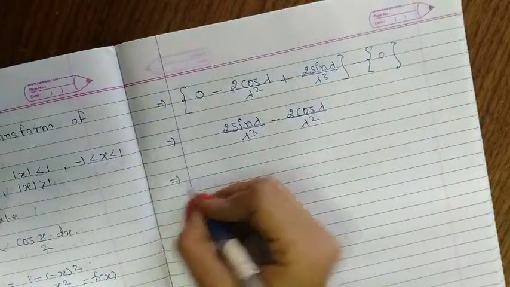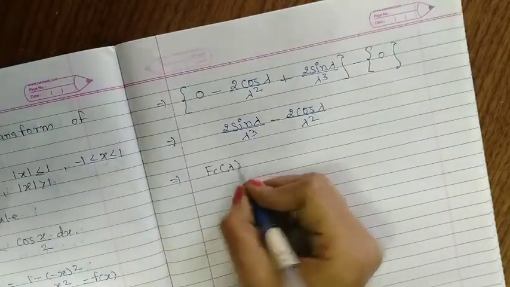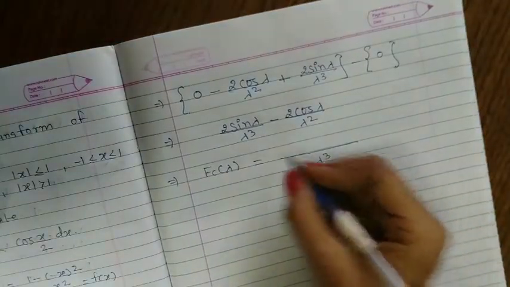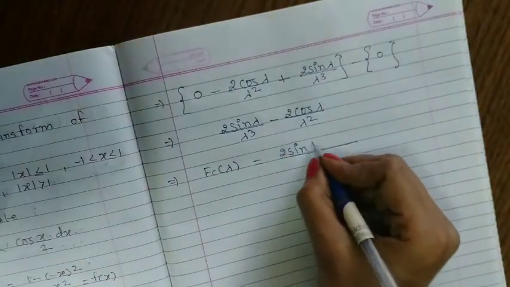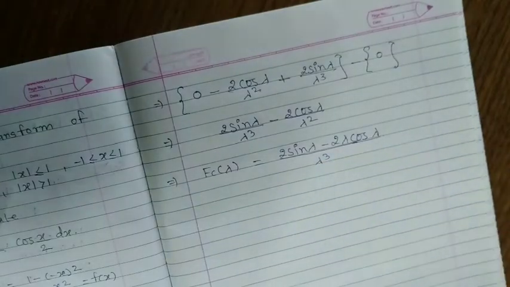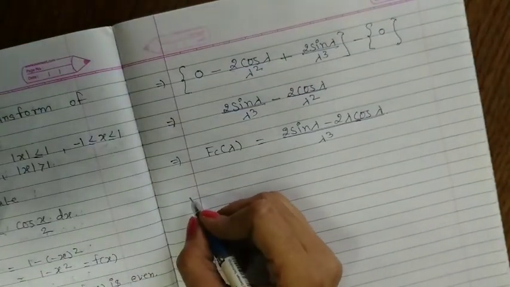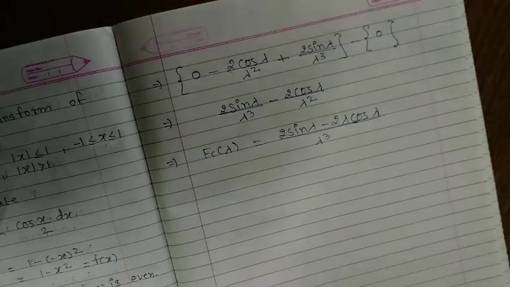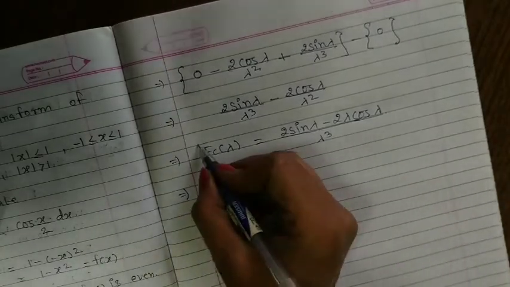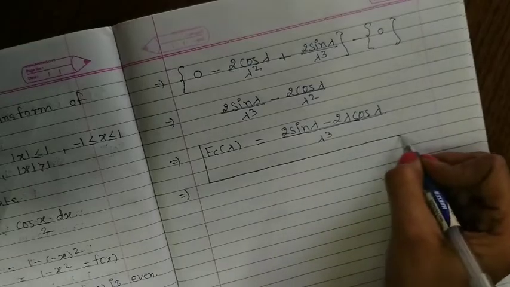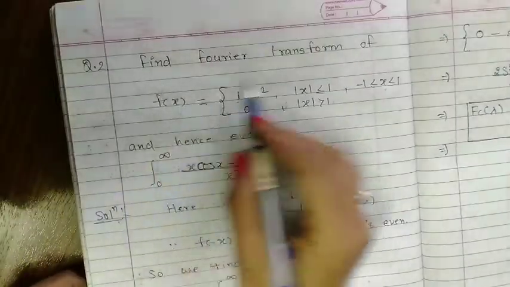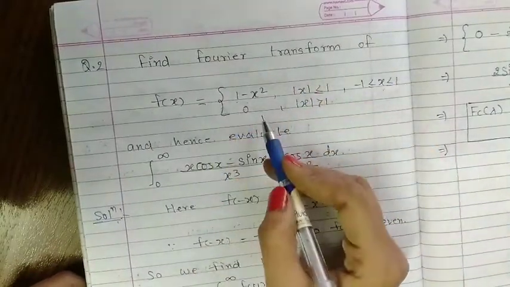So we were finding FC lambda, and its answer is, I can take lambda cube common. So 2 sine lambda minus 2 lambda cos lambda. This is the answer of FC lambda, students. So this is the first part of the question. Find Fourier transform. They have mentioned, find Fourier transform for the given function.